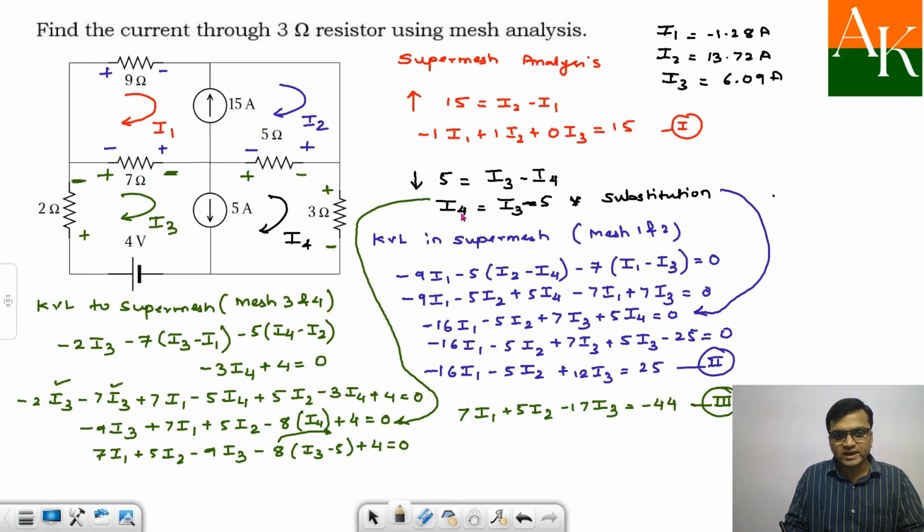So I4 I need to calculate. So I4 I will calculate using this one. So I4 is nothing but I3 minus 5. So that will give me 1.09 ampere.